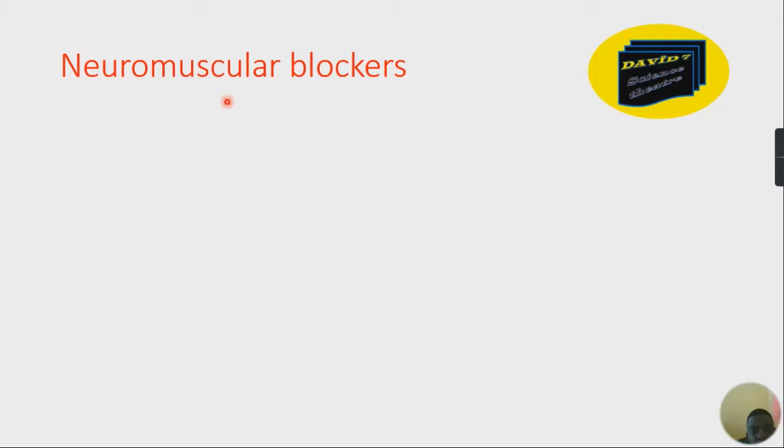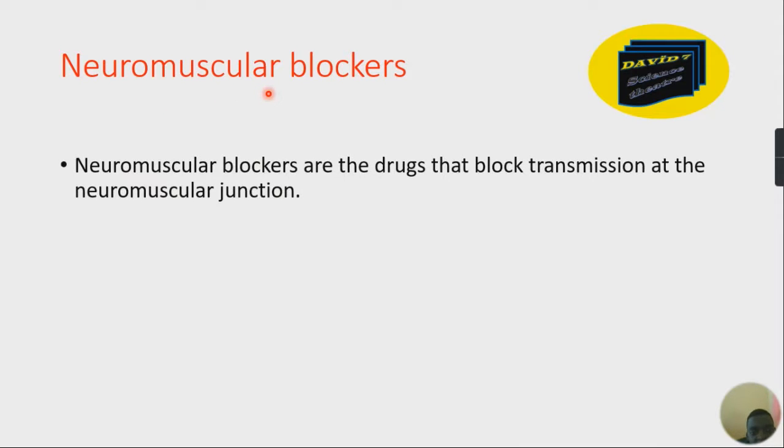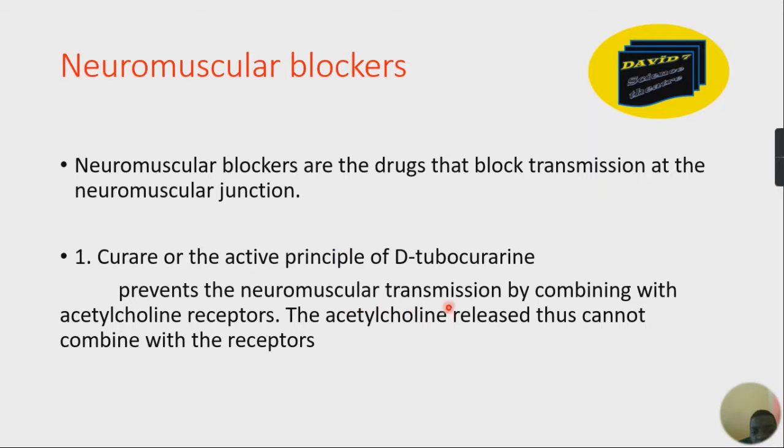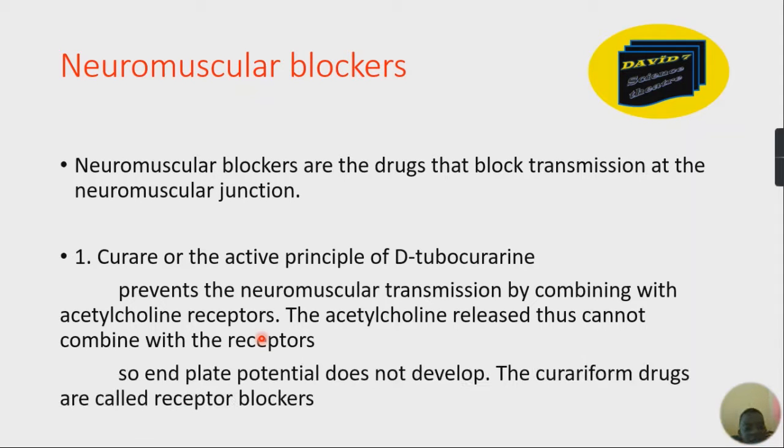Now there are drugs which will block the neuromuscular junction. The neuromuscular blockers will include, one, curare, or call it the active principle of tubocurarine. Yes, this is what they use in clinics. So curare prevents the neuromuscular transmission by combining with acetylcholine receptors. The acetylcholine released thus cannot combine with the receptors. That is how curare works. It binds to the receptors of acetylcholine, so the end plate potential does not develop, and the curare-form drugs are called receptor blockers.